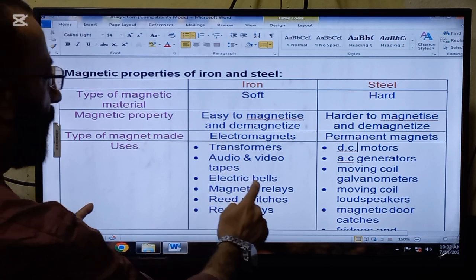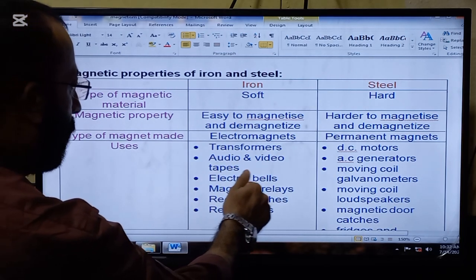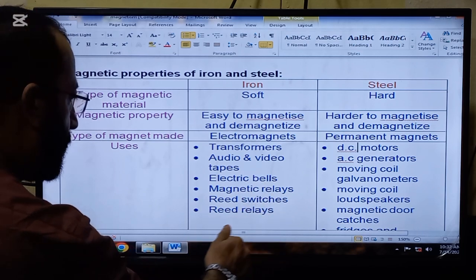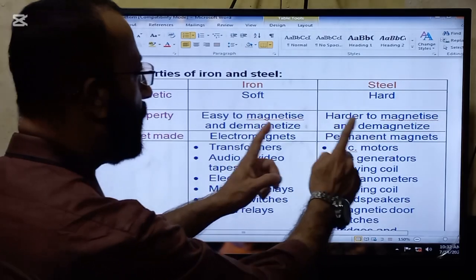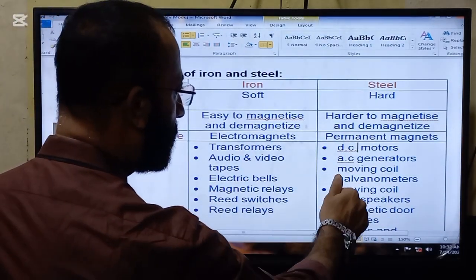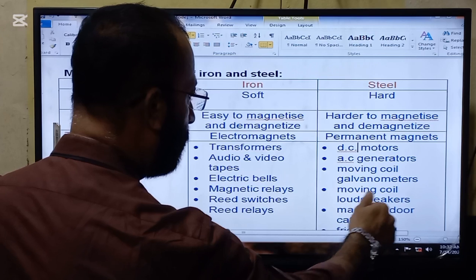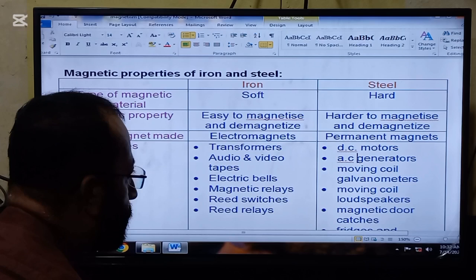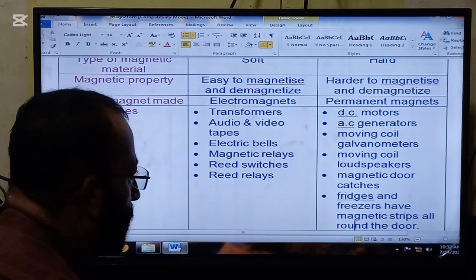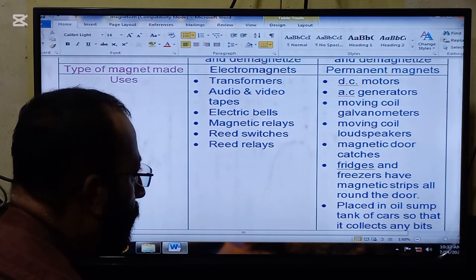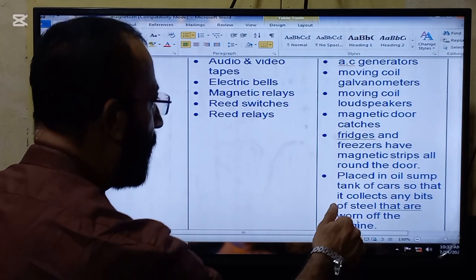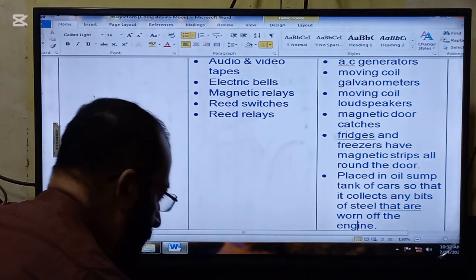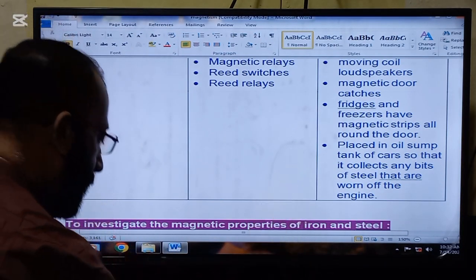The uses of the iron magnet are transformers, audio and videotapes, electric bells, magnetic relays, reed switches and reed relays. Whereas steel magnets are used in DC motors, AC generators, moving coil galvanometers, moving coil loudspeakers, magnetic door catches. Fridges and freezers have magnetic strips all around the door, and magnets are placed in the oil sump tank of cars so that it collects any bits of steel that are worn off the engine. So this was the question.